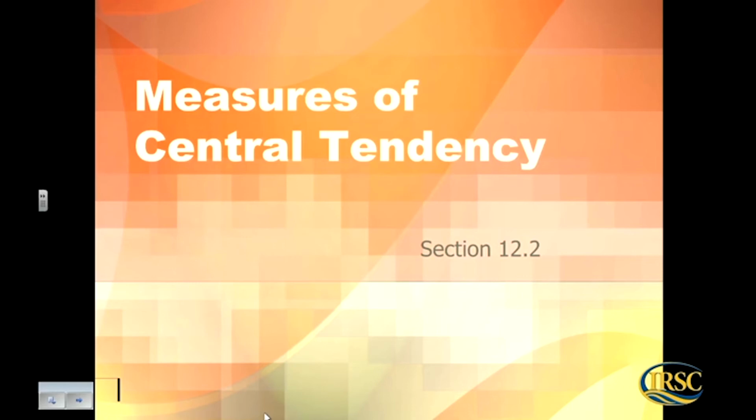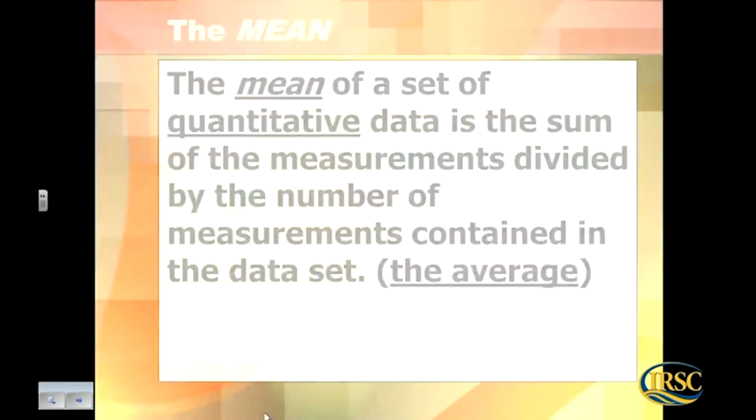So the first one we're going to look at is the mean. The mean of a set of quantitative data is the sum of the measures divided by the number of measurements contained in the data set. You guys know this as the average. When you're taking the average of something, like the average of your test scores, in statistics we use the word mean. Now the formula for mean looks like this. It's got a big Greek letter in there, sigma, x divided by n.